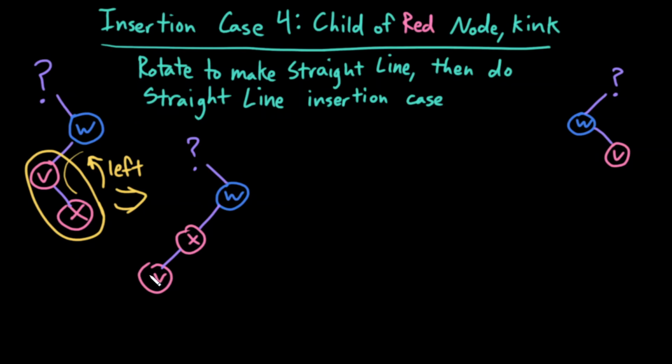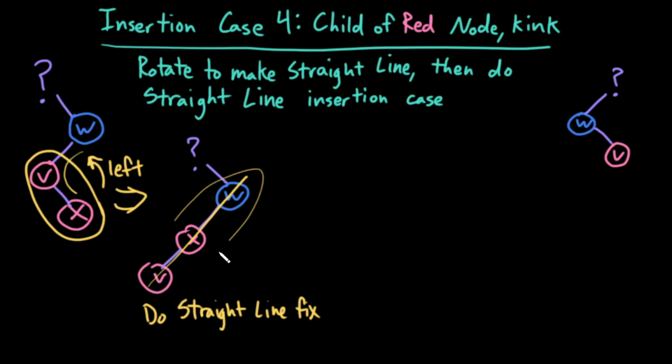Now we have X and V in a straight line. So now these three are in a straight line. Do the straight line fix. We know how to fix this. We've already covered it. So now that we've got it into a form that we can fix, just do the fix, which remember it was AVL rotate right here and then recolor.